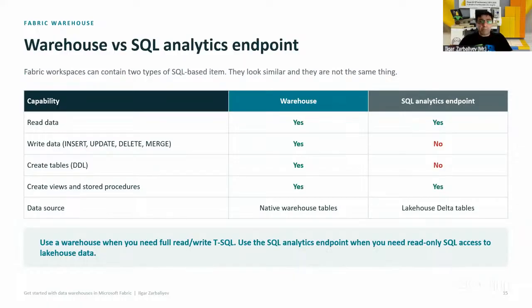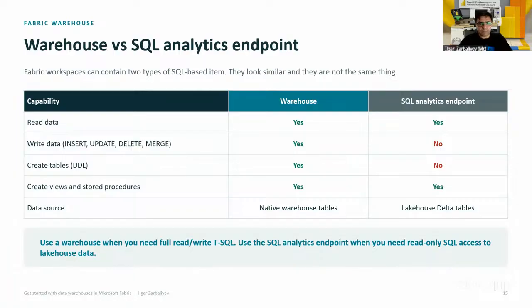This is the slide I would screenshot if I were you, because this single distinction causes more confusion than anything else in Fabric. The Fabric workspace can contain two types of SQL-based item, and in the portal, they both give you a SQL editor that looks and feels the same, right? But they serve different purposes.